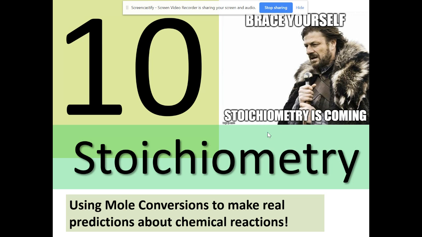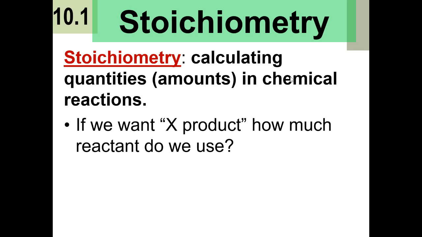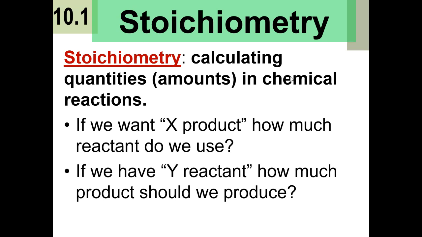All right, so let's get going. Chapter 10, Stoichiometry. So the first question, of course, is what does stoichiometry mean? Well, stoichiometry means calculating quantities, amounts of stuff in chemical reactions. So if we want X amount of product, how much reactant are we going to need to use? Or if we have Y amount of reactant available, how much product can we make from that?